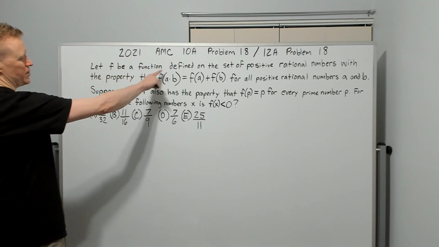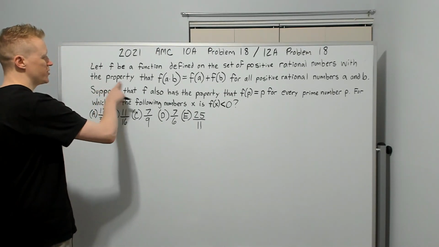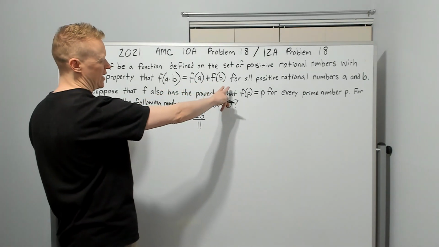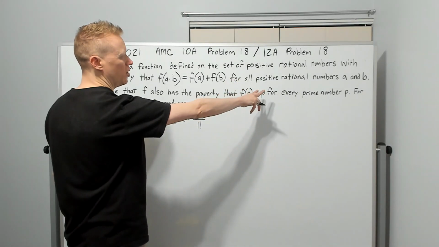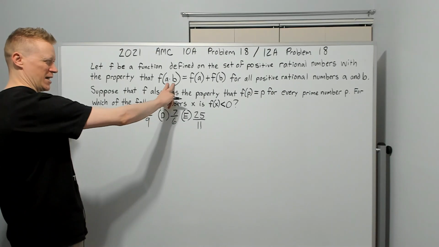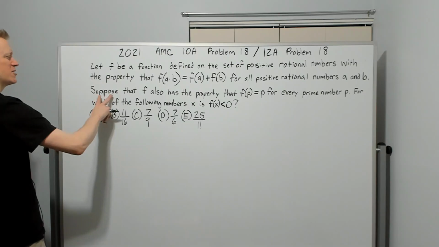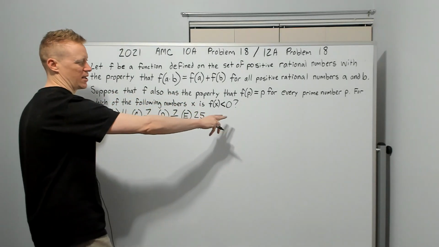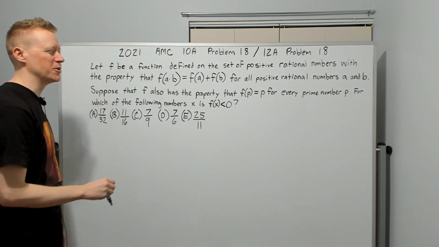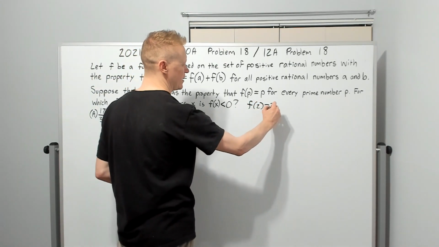So let f be a function defined on the set of positive rational numbers with the property that f of a times b is equal to f of a plus f of b for all positive rational numbers a and b. Okay, so I've got a product of 2 rational numbers, and then I'm somehow able to split that like this. Suppose that f also has the property that f of p is equal to p for every prime number p. Okay, so for instance, f of 2 would be equal to 2.